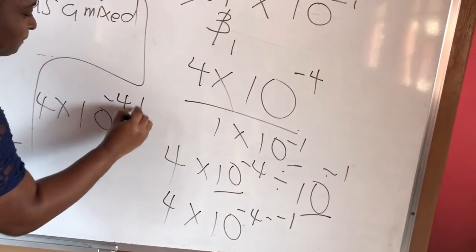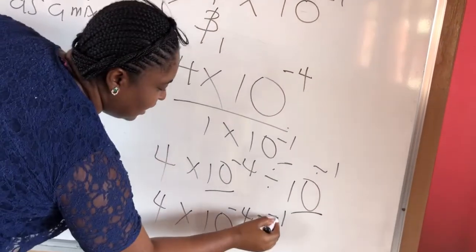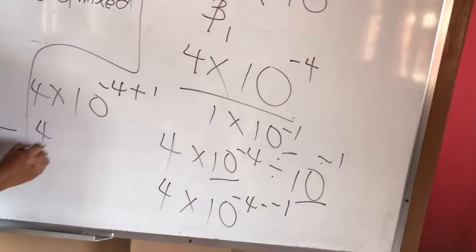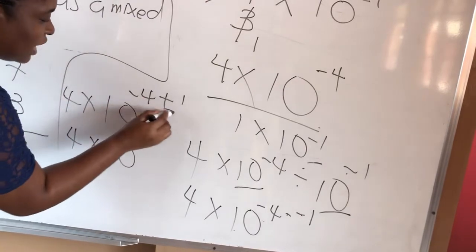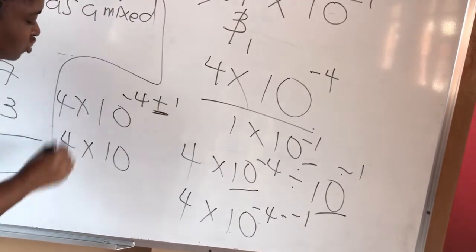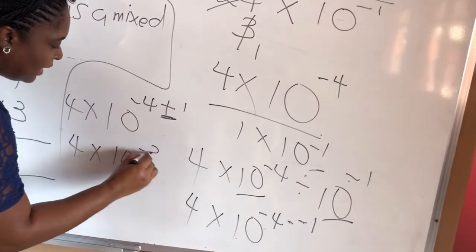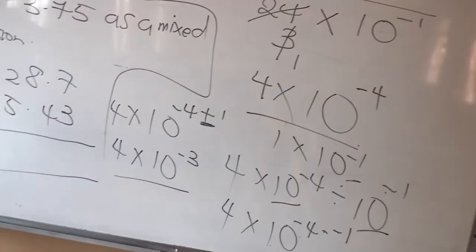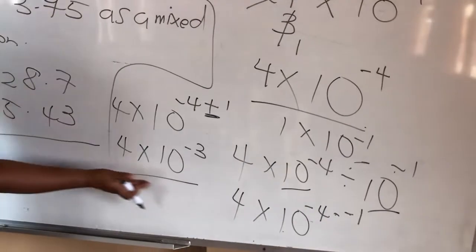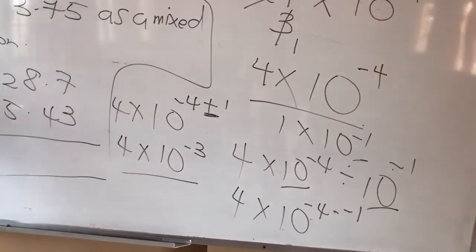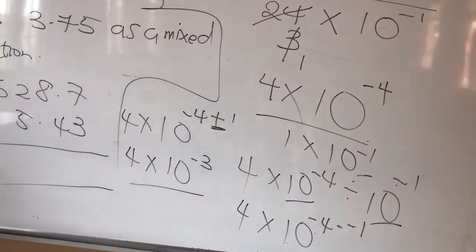Negative 4 plus 1. Negative minus negative will give us positive, so 4 times 10 raised to the power, addition means you are going to add, negative 3. So this is your answer.